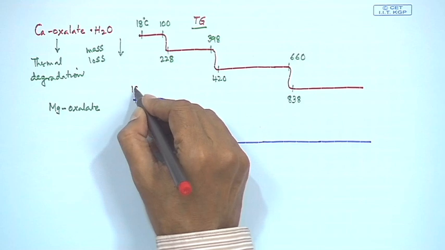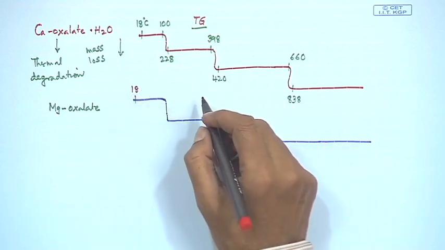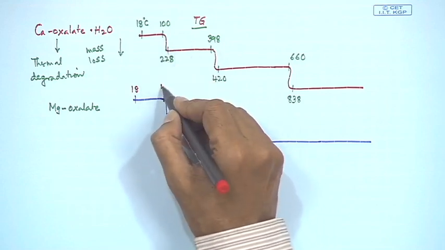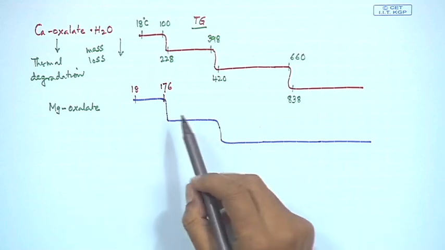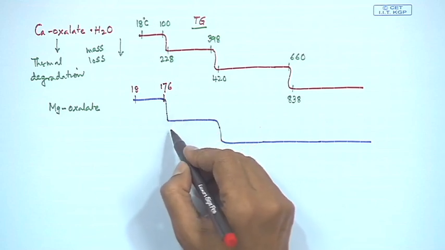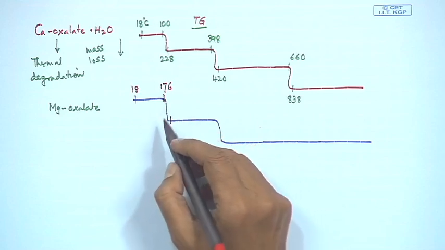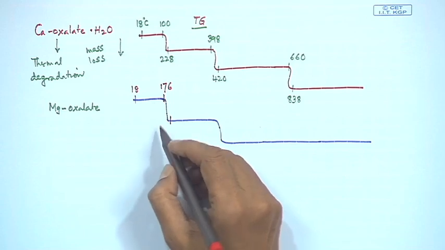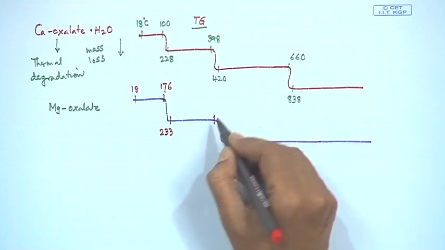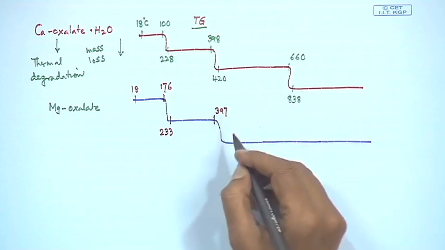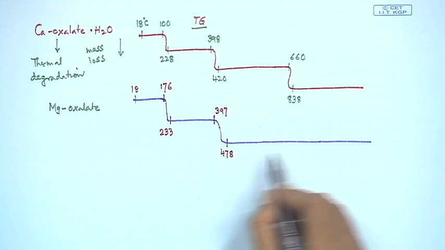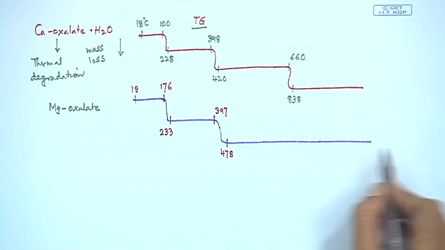And if we level these temperatures over here, this is also the starting point, 18 degree is your room temperature. Then we can reach a little bit beyond this temperature, so it is 176 degree. So, it has good thermal stability compared to your calcium sample. Then this one is in the vicinity of the previous temperature we obtained in case of calcium oxalate, which is 233 degree. Then we have 397 degree, then 478 degree. Then there is no change beyond that.